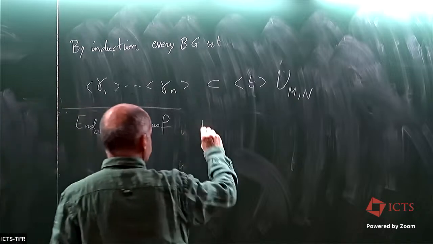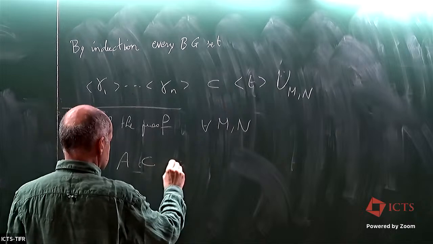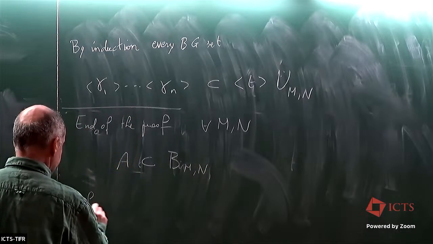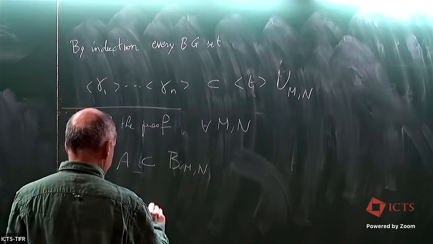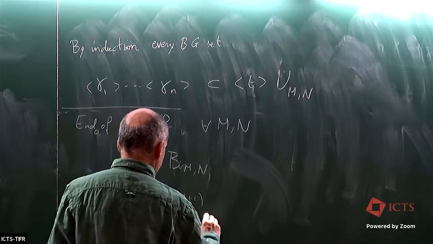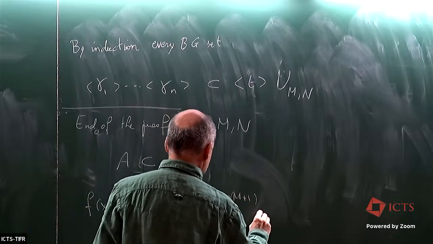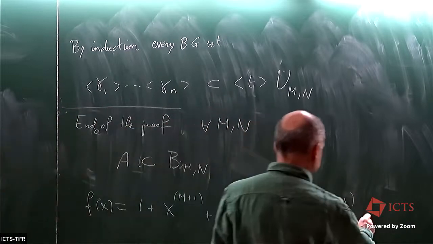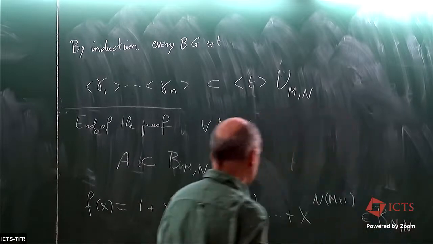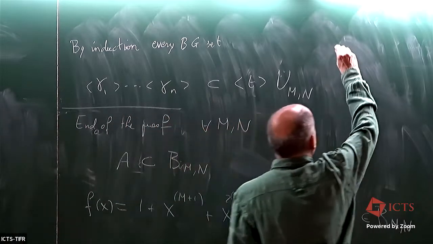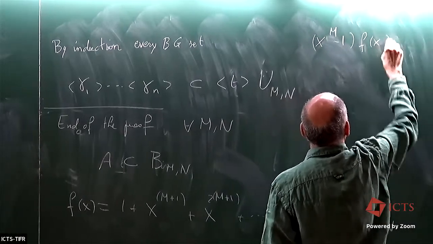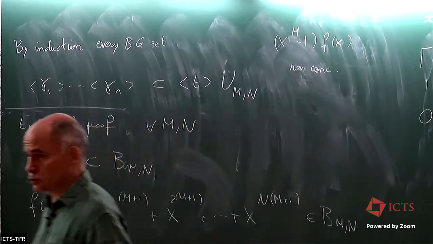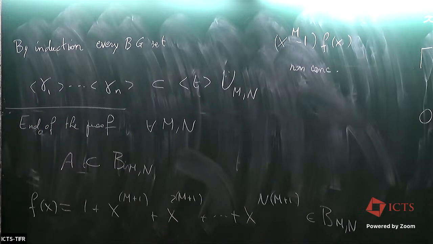it suffices to prove that for every M, N, it's not true that the ring A is contained in some B_{M,N}. And here there is an explicit example. The polynomial f(x) is 1 plus x^{n+1} plus x^{2(n+1)} plus ... plus x^{n(n+1)}. This does not belong to B_{M,N}, because if you multiply, there is no cancellation. And so the number of terms is twice that, so it's larger than n.